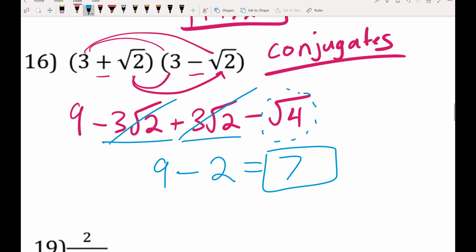Anytime you multiply conjugates, you'll always get a rational number that won't have a radical in it anymore. That's why it's important to remember what a conjugate is in case we need to rationalize something or get rid of the radicals.